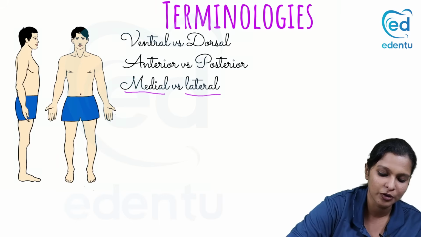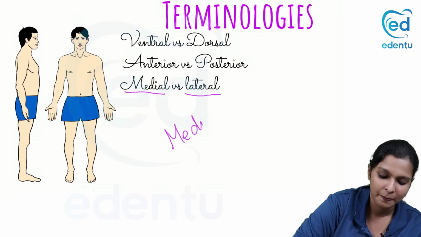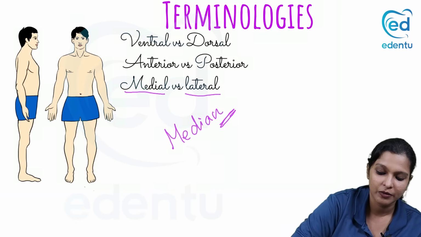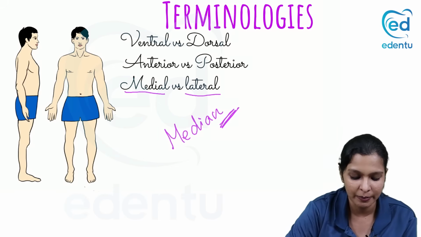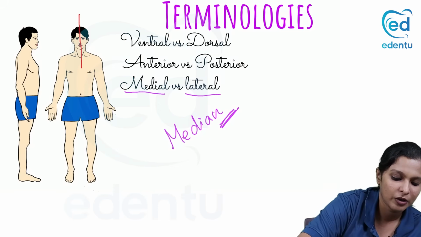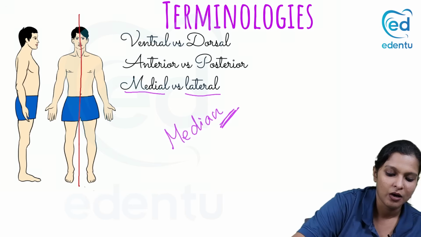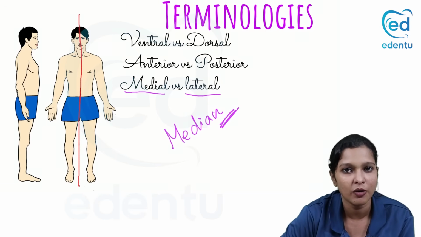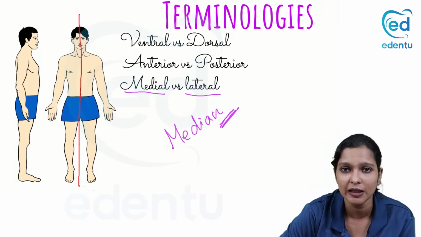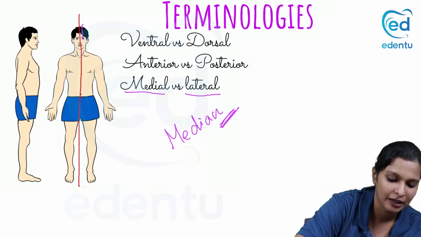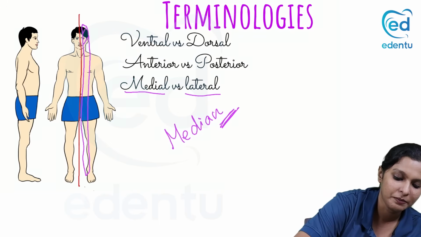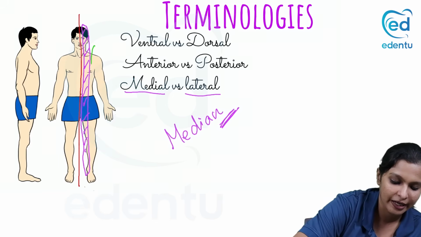Now I already told you a word, median. Okay, median always means in the midline. Okay, medial means anything close to the midline. So let's assume this is the midline. Okay, so this is median. Since it is situated exactly in the midline, anything close to the midline is called medial. Okay, so this part is called medial. Anything away from the midline is called lateral.